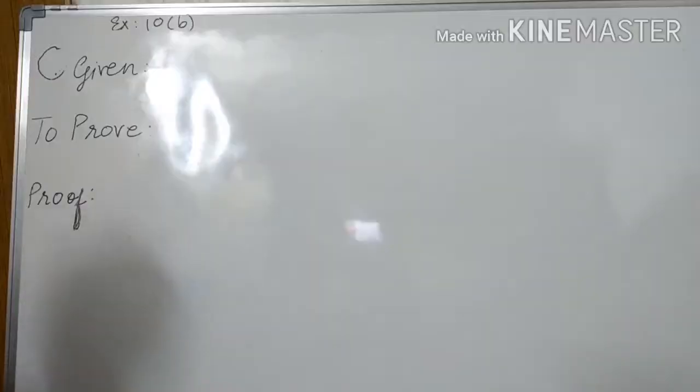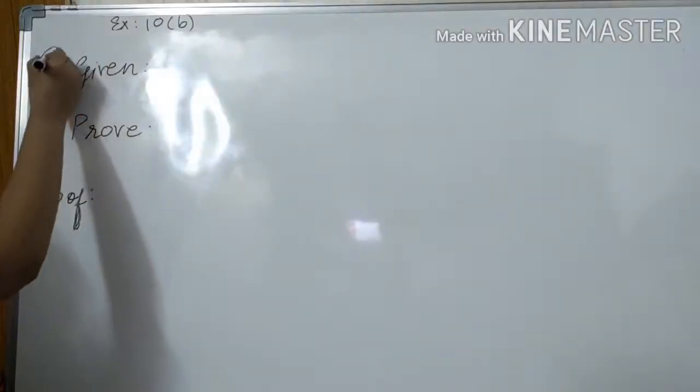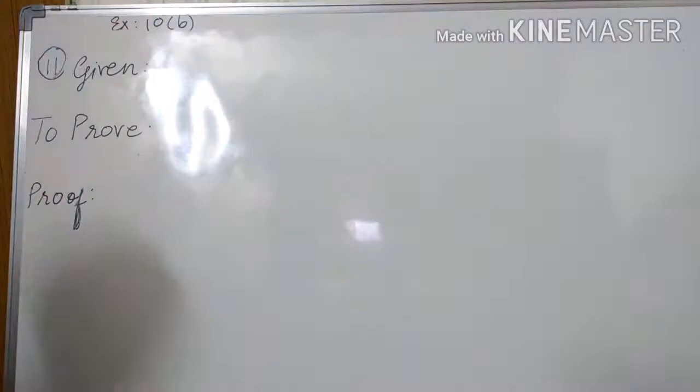Now let us start with question number 11. Question number 11, exercise 10B. I am reading here. Pay attention. ABC is a triangle, right angle at A, and p is the length of the perpendicular from A on BC. Show that, we want to show here two things: pa is equal to bc, and 1 by p square is equal to 1 by b square plus 1 by c square. Figure is already given.